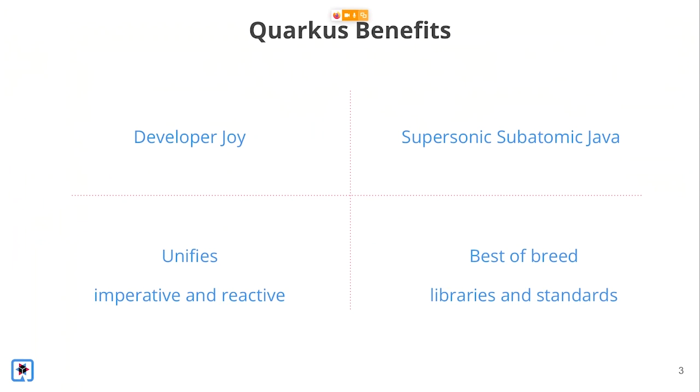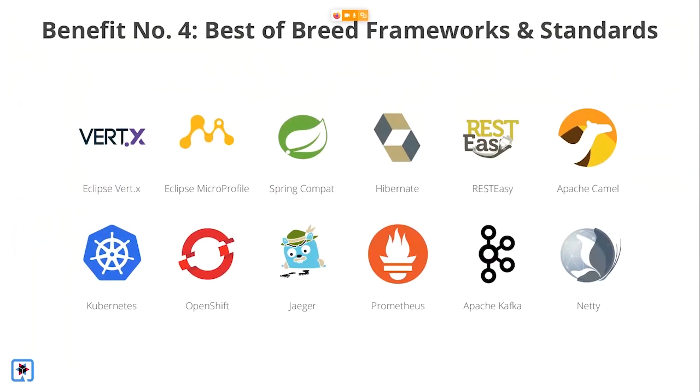The third benefit is that Quarkus unifies the imperative and reactive programming models. We won't have time to talk about that today, but I'm sure you'll find some excellent material out there for using reactive stuff in Quarkus. And finally, Quarkus brings you the best of breed libraries, frameworks and standards that you've been accustomed to all these years and that you've been using in your Java applications in order to be productive.